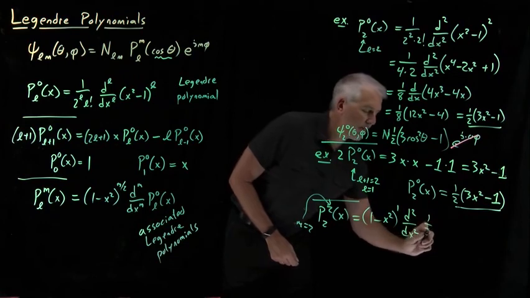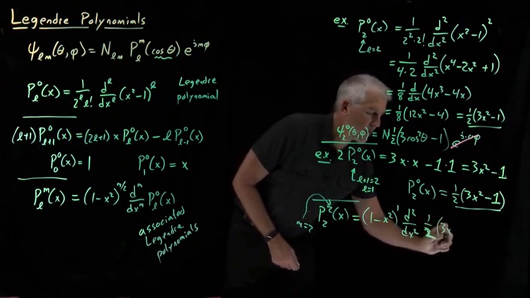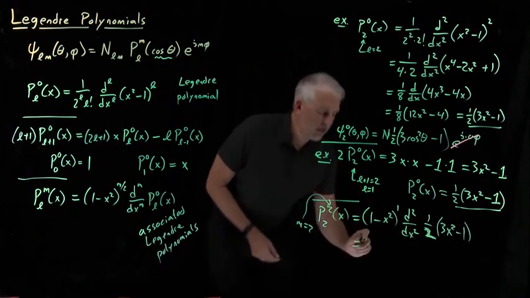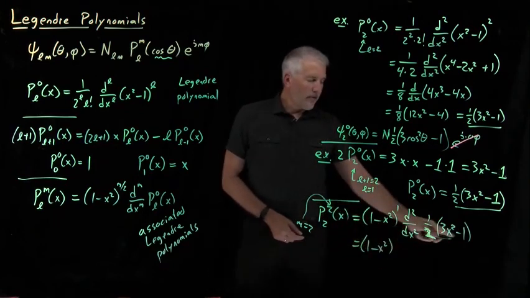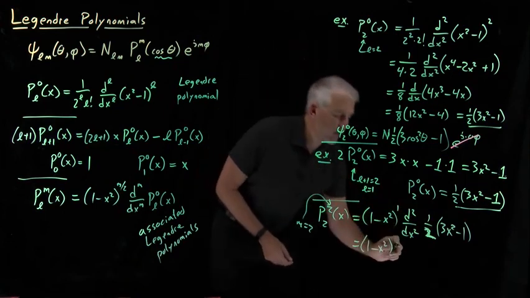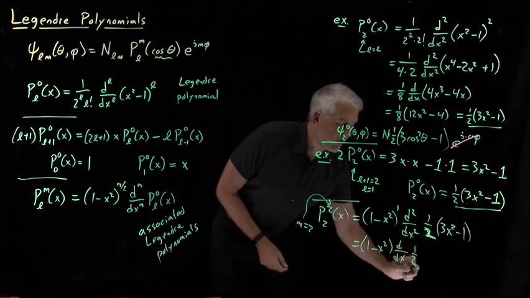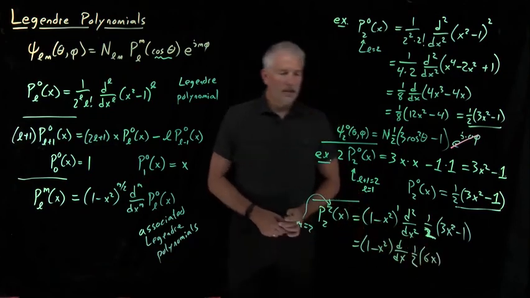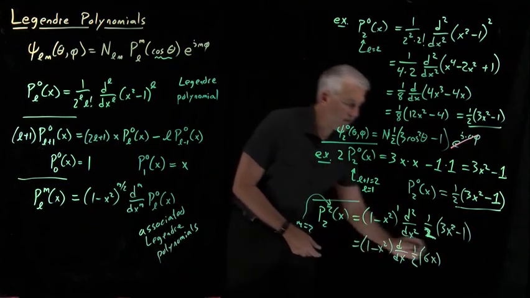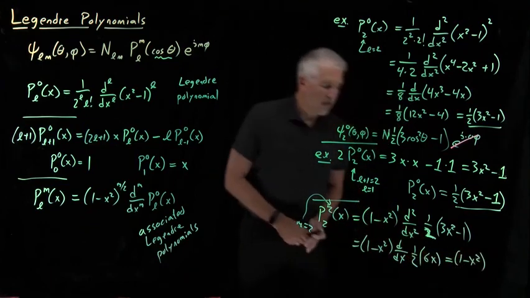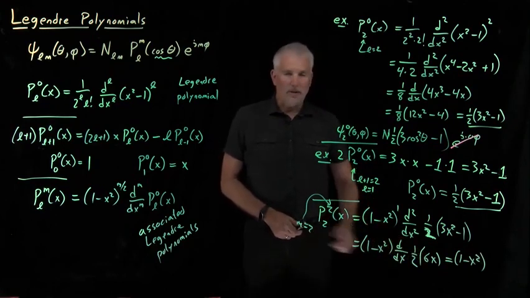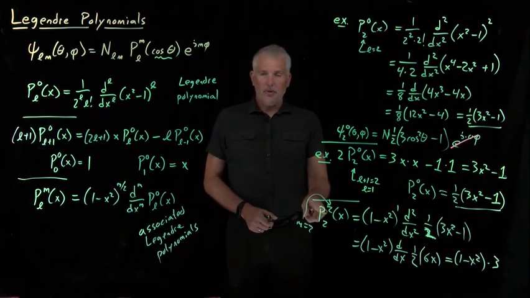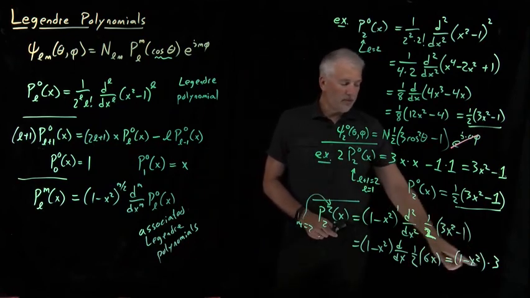So that's this polynomial, 1 half of 3x squared minus 1. To compute that, I'll leave the 1 minus x squared out front. Second derivative of 3x squared minus 1, you might be able to look at that and tell me what it is. But if I do that one derivative at a time, the first derivative of 1 half 3x squared minus 1 is 1 half times 6x. The 1 goes away. And then if I take another derivative, the derivative of 1 half times 6x is just 1 half times 6, or 3. So the L equals 2, M equals 2 associated Legendre polynomial is this function: 3 times 1 minus x squared.